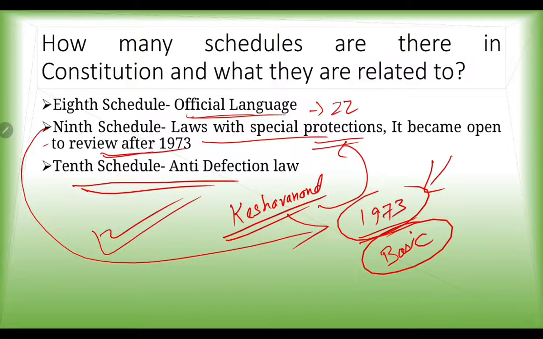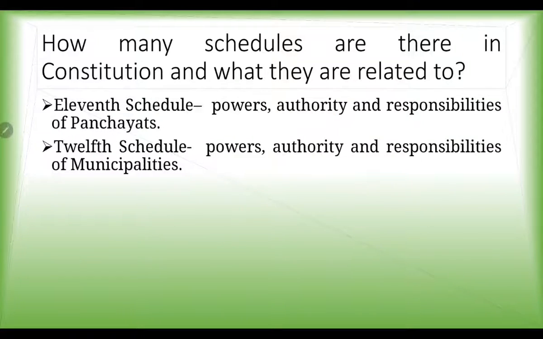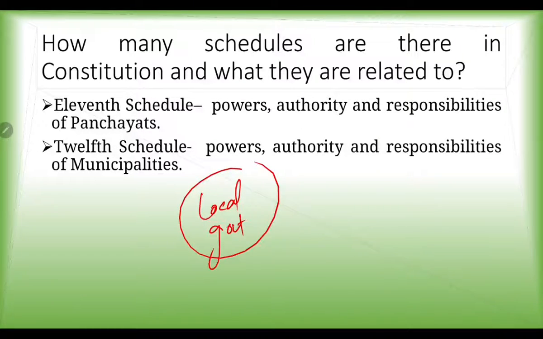We have an anti-defection law. We have that amendment to stop the defection of elected representatives from one party to another party. The 10th schedule talks in detail about that. Then the 11th schedule and 12th schedule are related to local government in India, the Panchayati Raj structure and municipalities. The 11th schedule talks about the power, authority and responsibilities of panchayats, whereas the 12th schedule talks about the power, authority and responsibilities of municipalities.